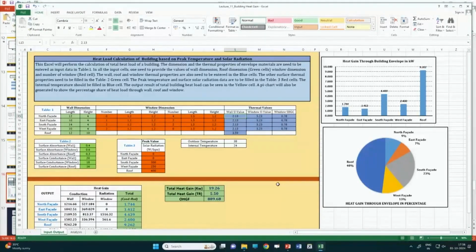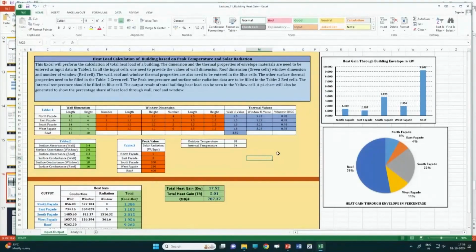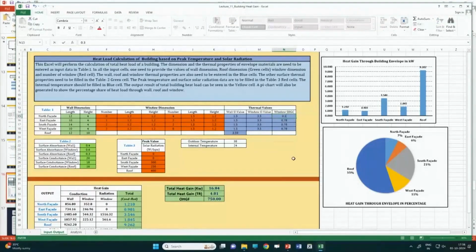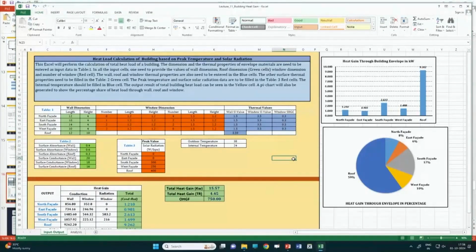Now, if I provide a better material, suppose 1.5 is the wall value. See, it changes, it goes down from 19 to 17. Suppose you further improve the window value from 5 to 3.5, it will further give you a reduction in the total heat gain from 17 to 16.8 or something. You can also improve the SHGC value, maybe 0.3 or something over here. Again there will be a further decrease in the heat gain.